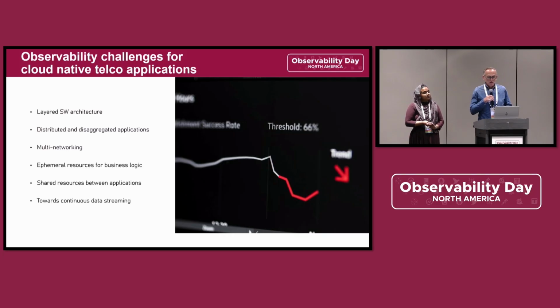Something which is also, I think, more specific for telco applications is that the resources we have are shared between applications. So we have certain functions and services which are used by multiple applications. So it's also a little bit more of a correlation challenge in order to point to the individual functions when it comes to monitoring and observability.